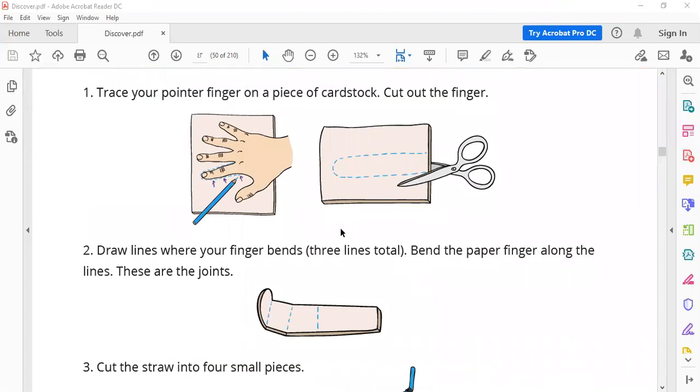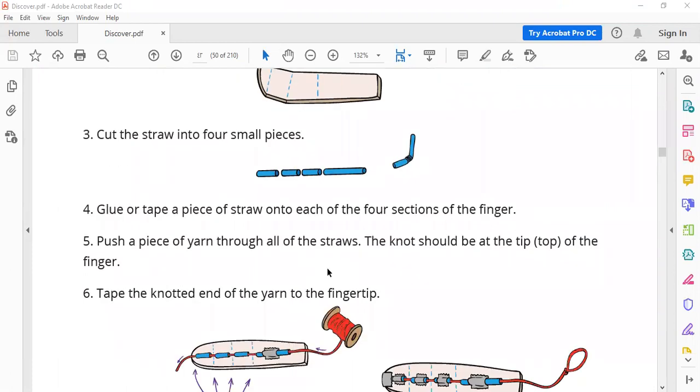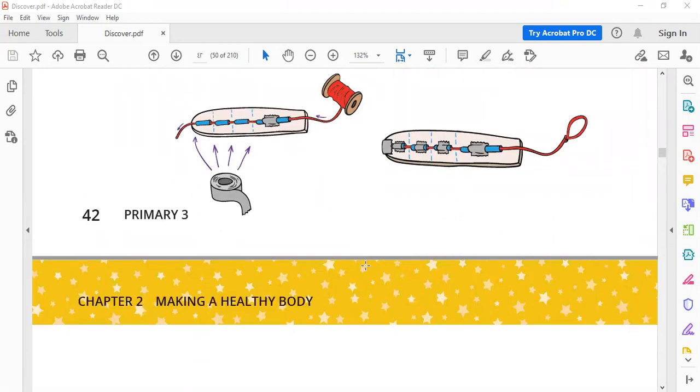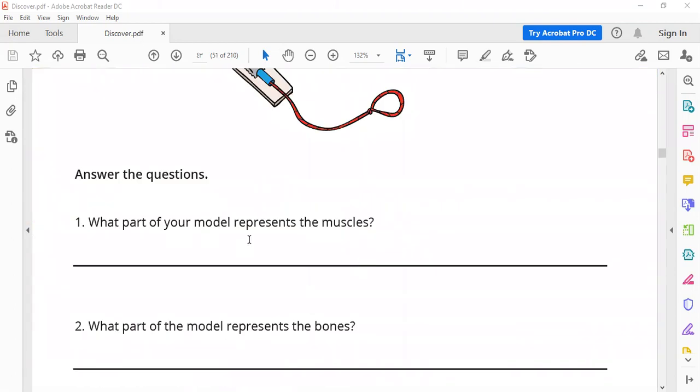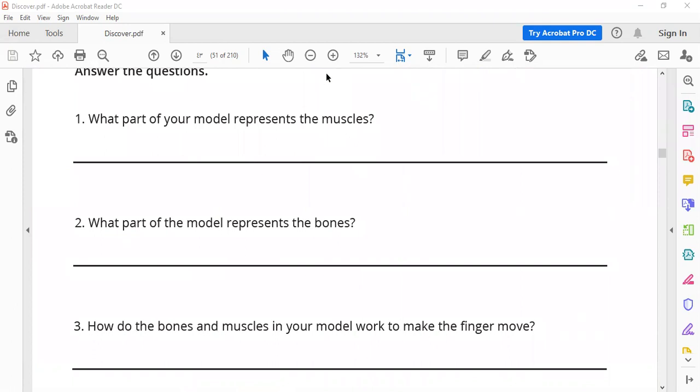Here's an experiment to show how our muscles work. We have a cartoon, we cut it like a finger, then we have a straw, and we cut it like the bones, then we put a yarn, and we use it to pull the cartoon. What part of the model represents the muscle? Yarn. What part of the model represents the bones? Straw.